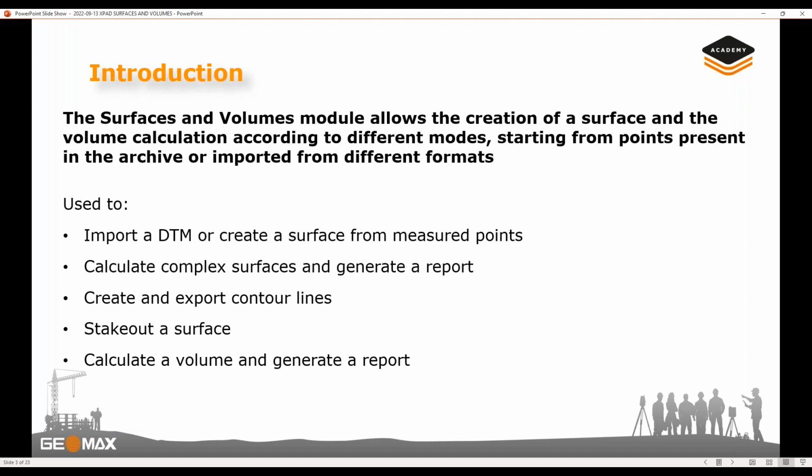Starting from the first example of the presentation, we will import a DTM and then create the surface directly from the measured points using also some contour lines. Then we can calculate the contour lines, create and export the report for surface calculation, perform the stakeout of some points, then at the end calculate the volume and generate the report also for the volume calculation.